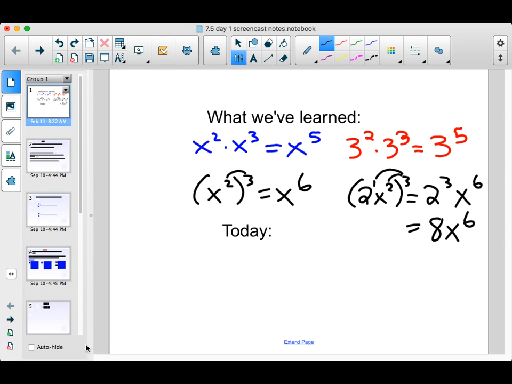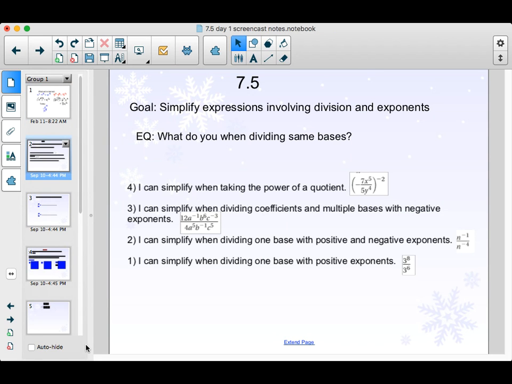So we have learned what you do when you multiply. We've learned what you do when an exponent is outside of a parentheses. Today we're going to learn what you do when it's division. So there's a lot of fraction things, but don't be intimidated by them. You'll learn how to do them. Today's goal, so it's 7.5, is simplifying involving division and exponents.